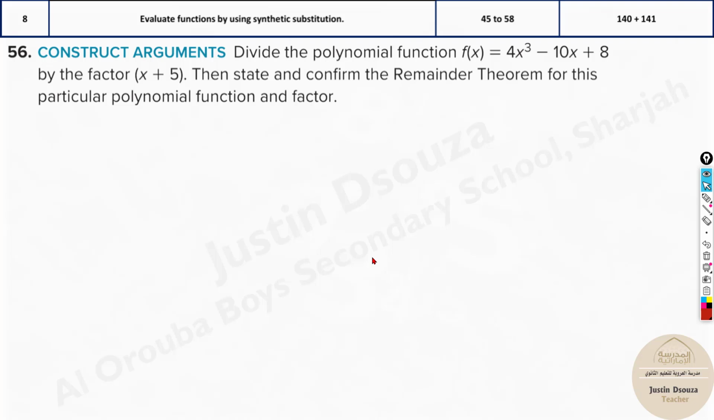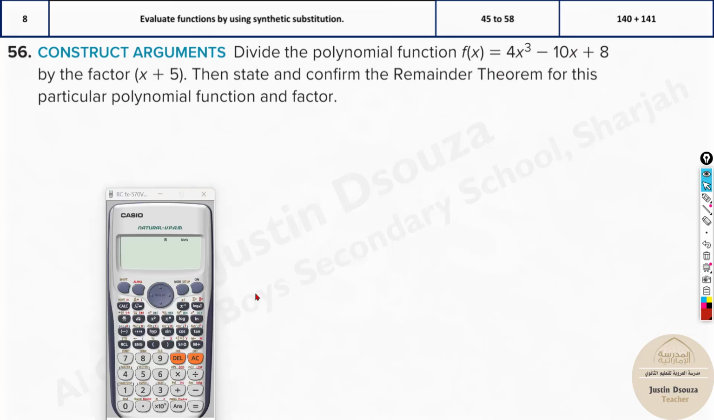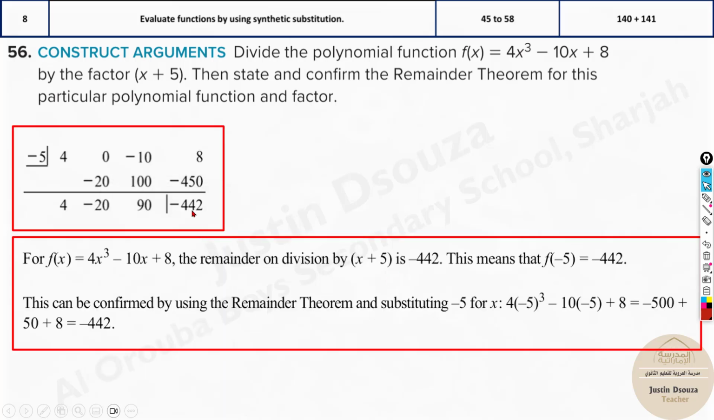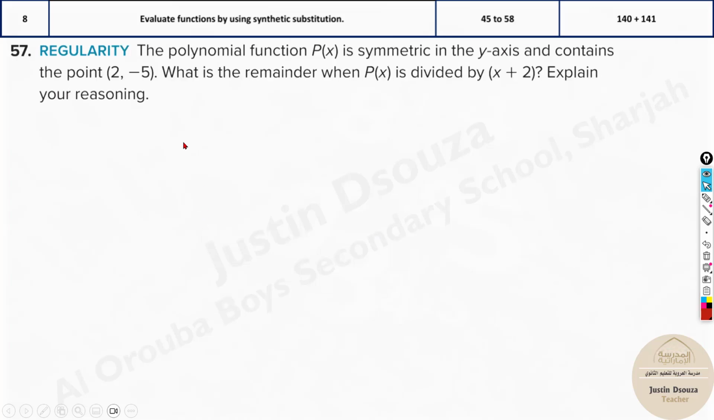Now, such problems we have already done a while ago. You have to just use the remainder theorem. In such cases, you have to find what the remainder is, right? Just put this in the equation calculator and put x as minus 5. I'll show this one. All you do is type this equation, 4x cubed minus 10x, and then plus 8, calculated at minus 5. The answer is negative 422. That's the answer. Similarly, you can do the other problem.